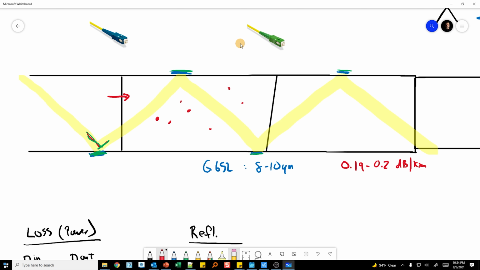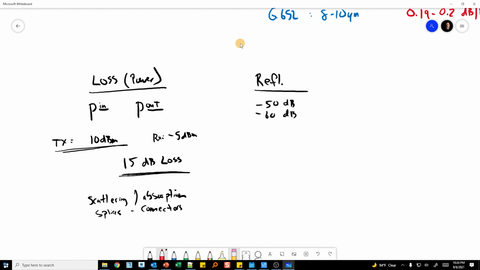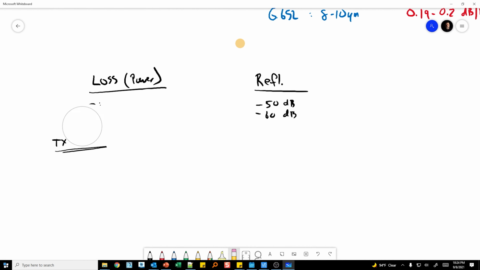And of course, we have splices and connectors. So we need to understand the critical parameters around splices and connectors. Using these two KPIs that we're looking at, these critical parameters, loss and reflection, we can start looking at different components. So we have, of course, splices. Anytime you splice a fiber, you're going to have some sort of attenuation.